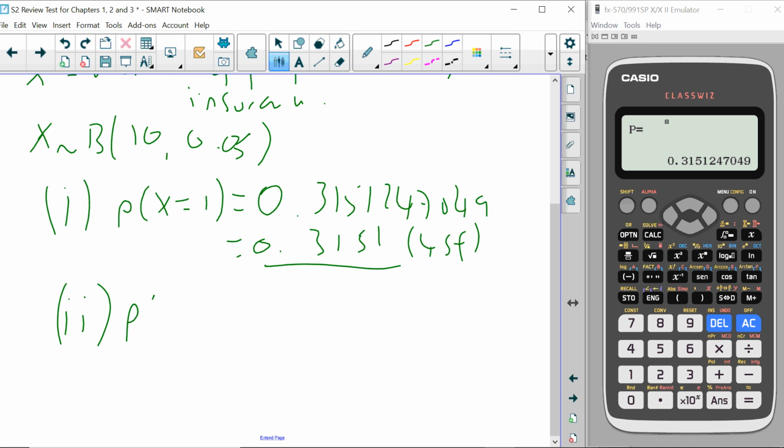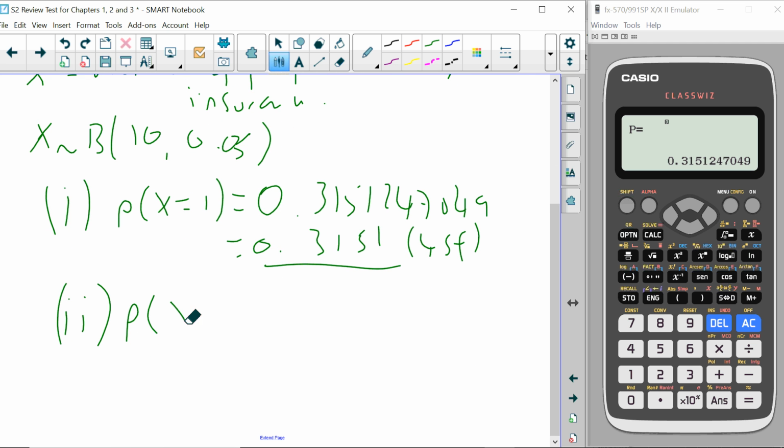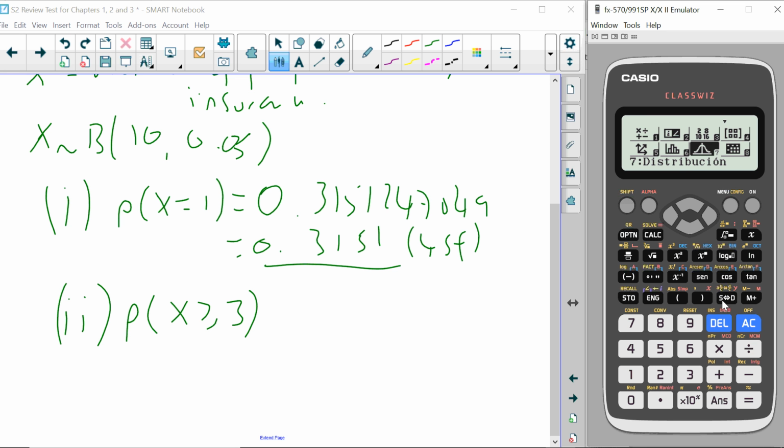The second question asks you the probability that at least 3 people buy. Now, at least includes 3, so this is the probability that X is greater than or equal to 3. It's the same again, except this time we're not using the DP. We're going to use the next one, the DA, the cumulative distribution function. So hit 1, variable. Most of the information is the same, except that we're looking here at 3. Apologies, I've got that wrong. That's greater than or equal to, and we want less than or equal to.